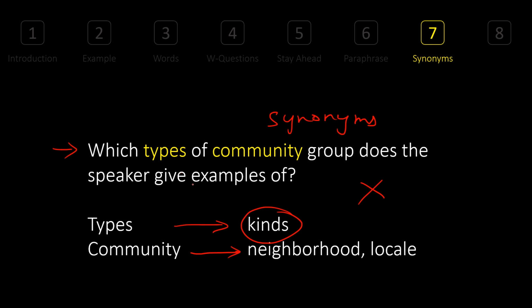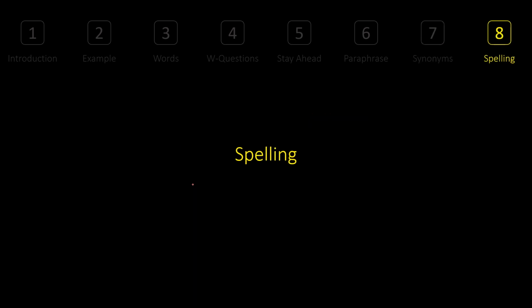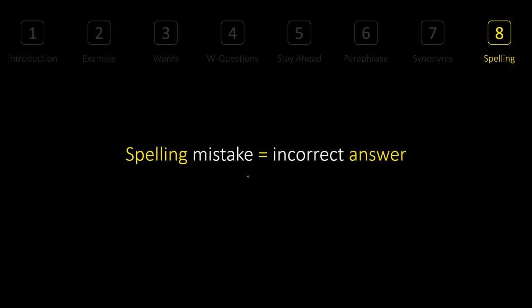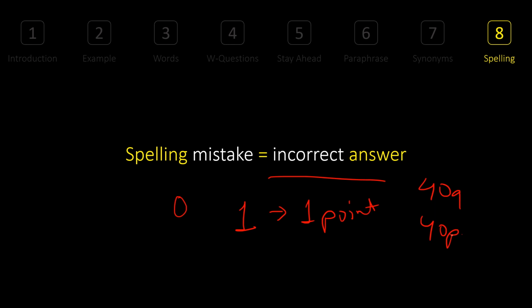Good. The last but not the least are the spellings. If you have spelling mistakes in an answer, it's definitely incorrect. Of course, an incorrect answer means no score, so you get 0 in that question. And in listening, one correct answer gets you one point. Do you remember how many points we have in total? 40 questions, hence 40 points, right?